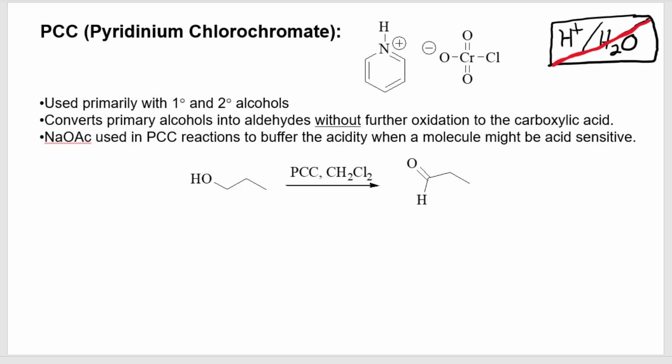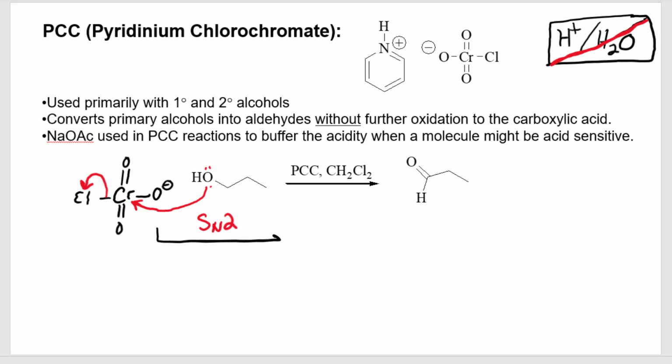The first thing that's going to happen, and it looks very similar to the Jones, but we have a much better leaving group. We have a chlorine, and we don't have any protic systems, right? We don't have water, we don't have acid. The oxygen is going to exchange out with the chlorine. Very similar to what we saw in Jones.